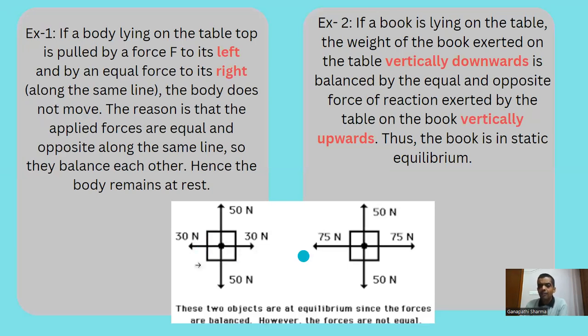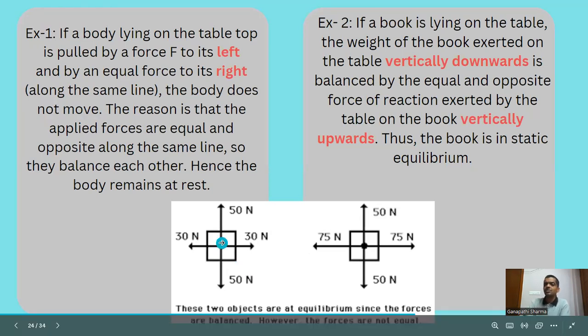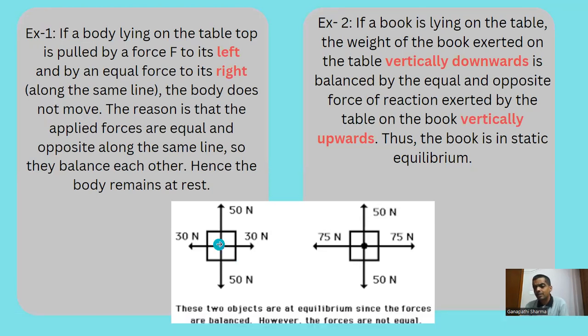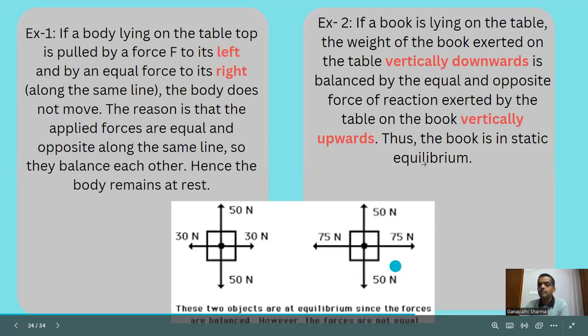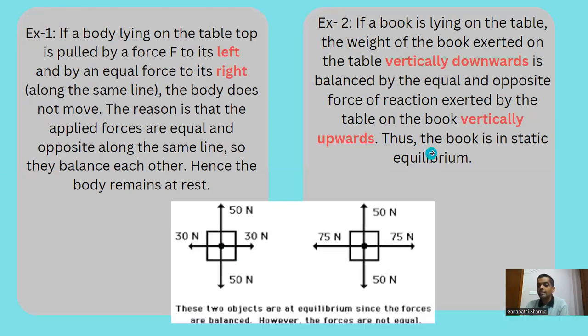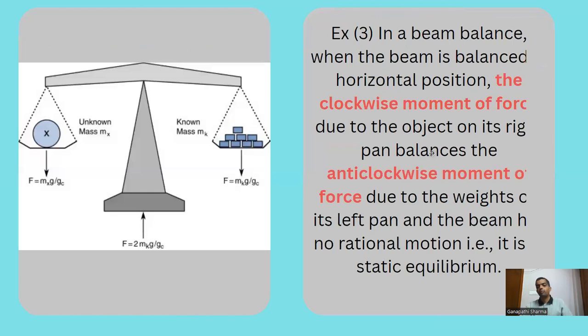The concept is equal forces acting in opposite directions. The object remains stationary. But what might happen if it is an unequal force? The force which has greater magnitude will move the object along that particular direction. The same thing happens vertically downward and vertically upward, and if the forces are equal, then the body is said to be at equilibrium. What type of equilibrium? Static equilibrium.